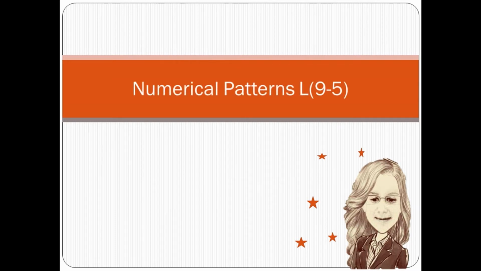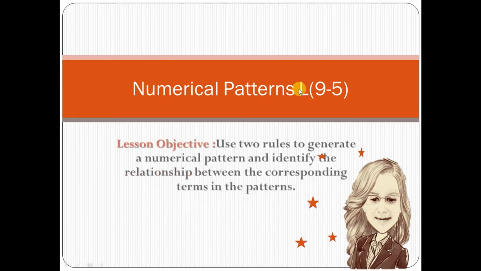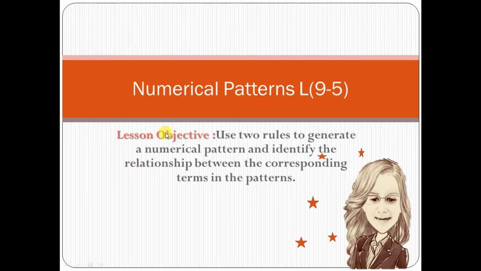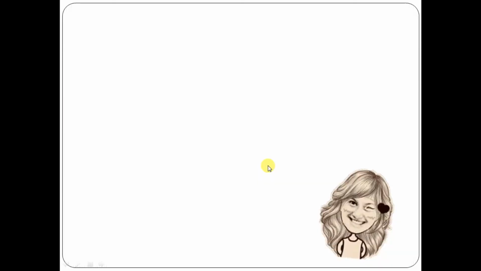Today's episode is about numerical patterns. Numerical stands for numbers, and a pattern is a group of numbers written in a specific sequence. Our lesson is 9-5. The lesson objective is to use two rules to generate two patterns. So we have two patterns and two rules, one rule for each pattern, to generate a numerical pattern and identify the relationship between the corresponding terms in the pattern. So we have to know the relationship between the two patterns.